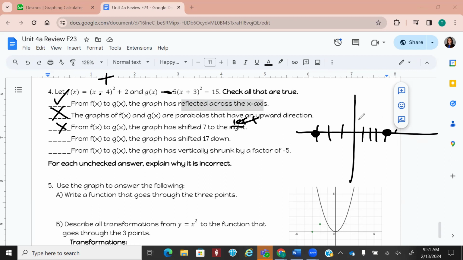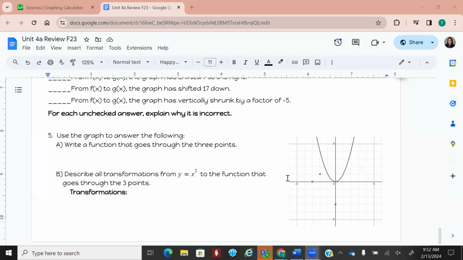On this one, if we went from 2 to -15, did we go down 17 units? Yeah. So from here to here, did we shrink by a factor of -5 or did we stretch? Okay, so wrong, stretch. Very similar to the distinguished question.